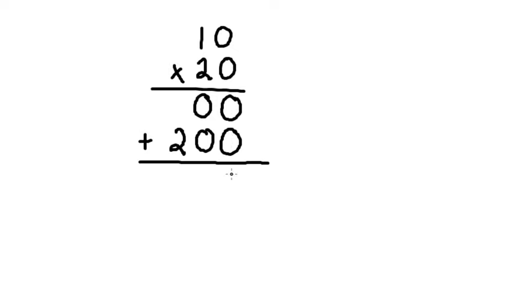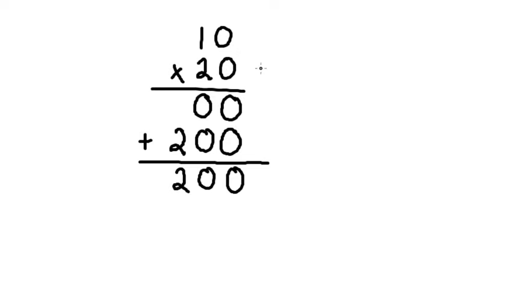0 plus 0 is 0. 0 plus 0 is 0. And 2, we don't have any number here, so it's 2 plus 0 is 2. So our final answer would be 200 using this kind of a method.